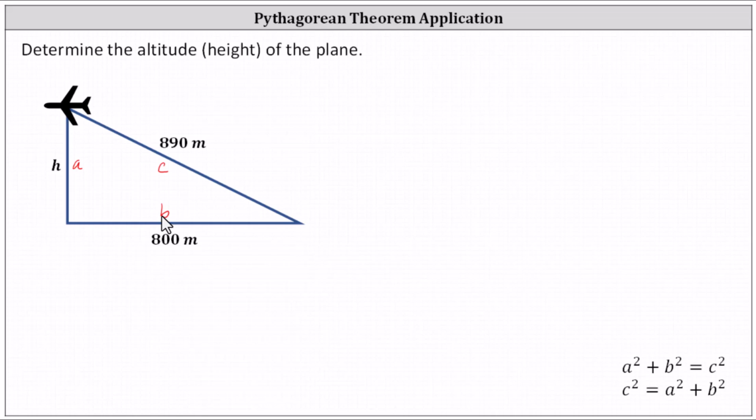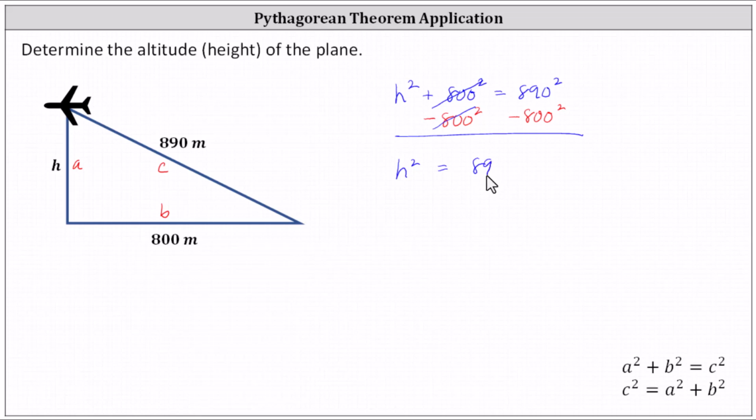Applying the Pythagorean theorem in the form of a squared plus b squared equals c squared, where a equals h, b equals 800, and c equals 890, we have the equation h squared plus 800 squared equals 890 squared. And now we need to solve for h. The first step is to subtract the square of 800 on both sides. Simplifying, we now have h squared equals the square of 890 minus the square of 800.